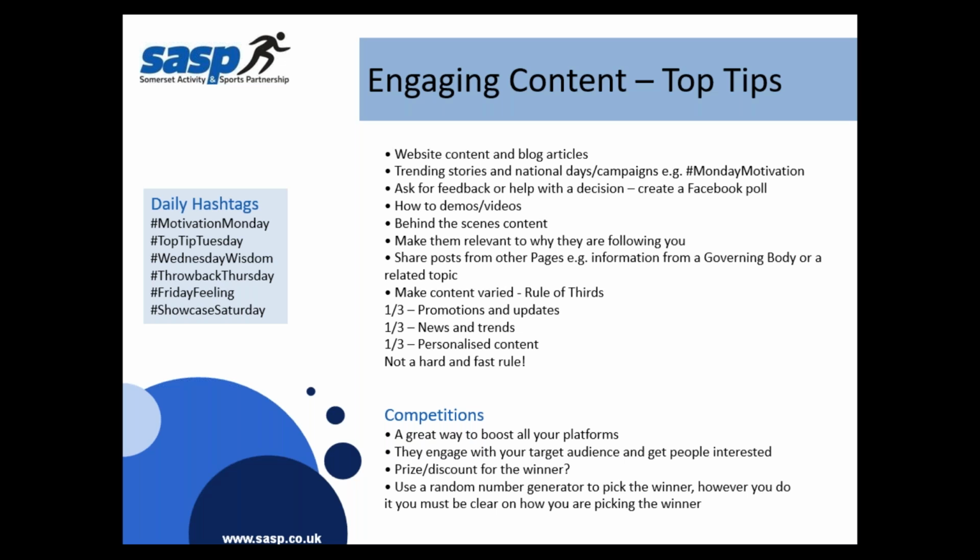Ask for feedback or help with a decision. For example, creating a Facebook poll is a really great way of encouraging interaction. You could be asking what kind of kit the rest of the club wants, or an opinion about something. It can be serious or it can be jokey, but it's just a great way to get engagement. You can set up how-to demonstrations and videos, and some behind-the-scenes content as well. So, for example, before a presentation evening or an awards ceremony, you could show getting a room ready or something like that. And make sure the posts are relevant to why they're following you.